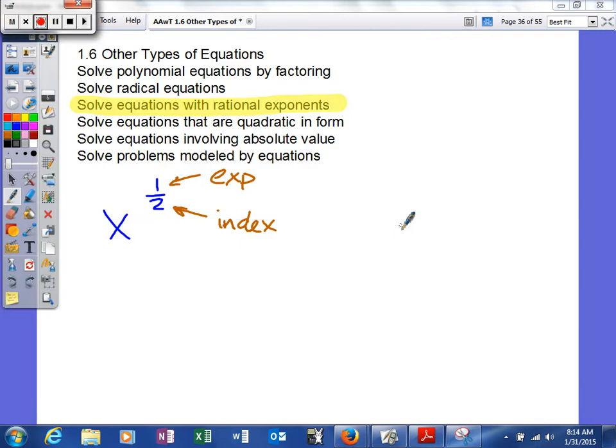Alright, we've already talked about the first two in this section. Now we're going to talk about solving equations with rational exponents. Just a little review, a rational number is basically anything that can be written as a fraction. So when they're talking about rational exponents, they're basically talking about fractional exponents.